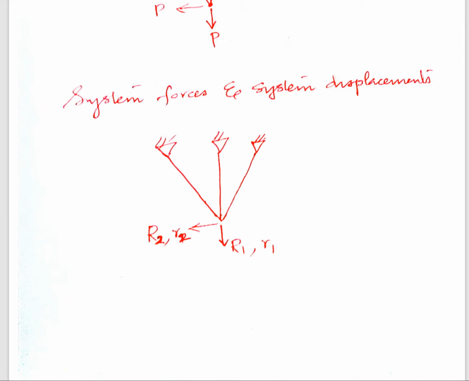First of all, let's mark the system forces and the system displacements. So the vertical force is taken as capital R1 and the displacement due to that vertical force is taken as small r1, and the horizontal force, horizontal load P is taken as capital R2, and the system displacement due to capital R2 is taken as small r2. So these are the system forces and the system displacements. In the last problems we had only one force, but here we have two system forces.